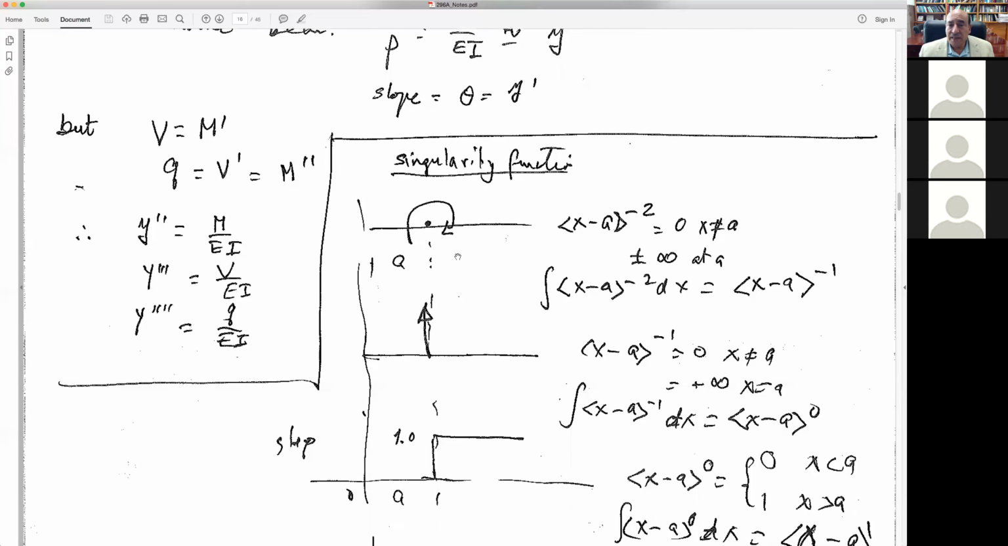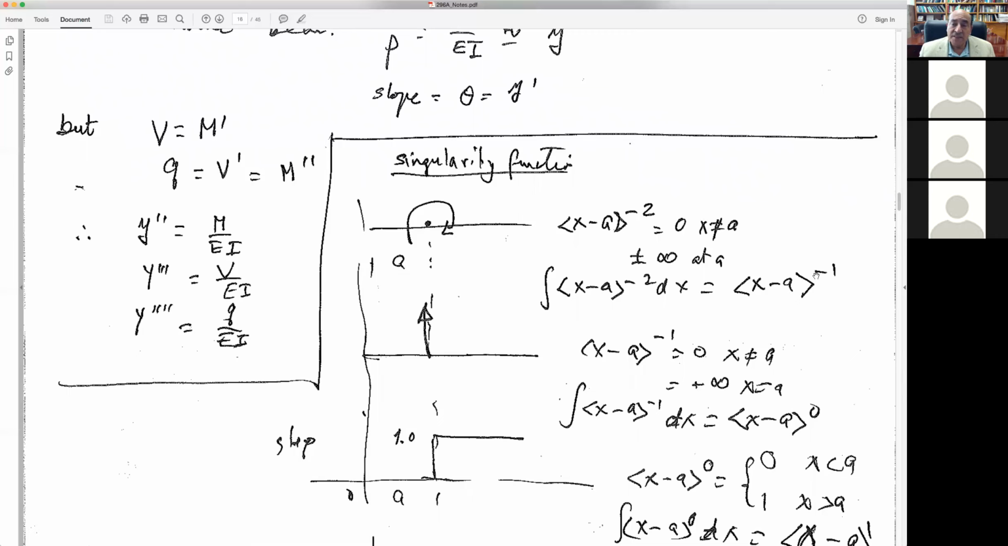So the singularity function starts with a doublet, and the doublet is like one force up and one force down. It's a concentrated moment, and it is represented as x minus a to the minus 2. And the meaning is that it's 0 everywhere except at the location x equals a, and it goes to plus or minus infinity. And it has the property that if you integrate it over the entire domain, it becomes x minus a to the minus 1.